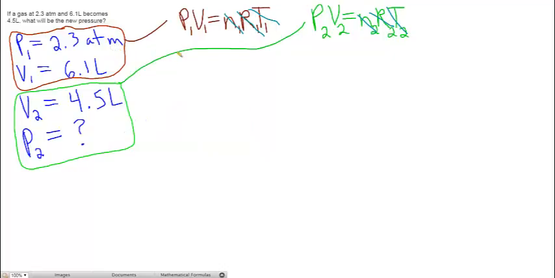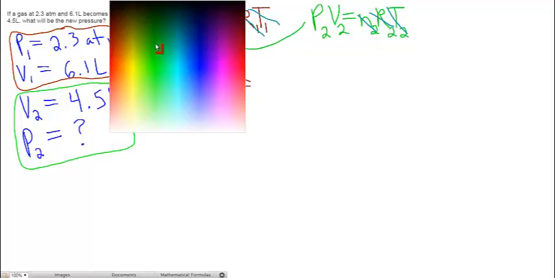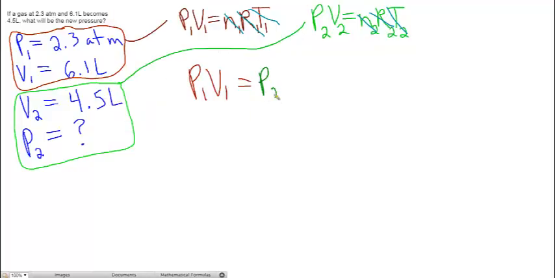After you're done with this, you can bring them together. I'm going to take the P1 and the V1, and I'm just going to equal it to whatever's on the other side. Equals my P2 and my V2. And therefore I've created Boyle's law.